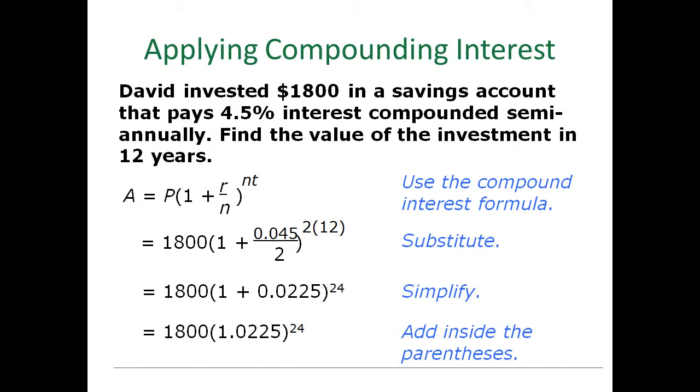And then it needs to be raised exponentially by the number of times it's compounded, the 2, times the length of time the investment is outstanding, which is 12 years. So in this instance, we have $1,800 times 1.0225 to the exponent of 24.